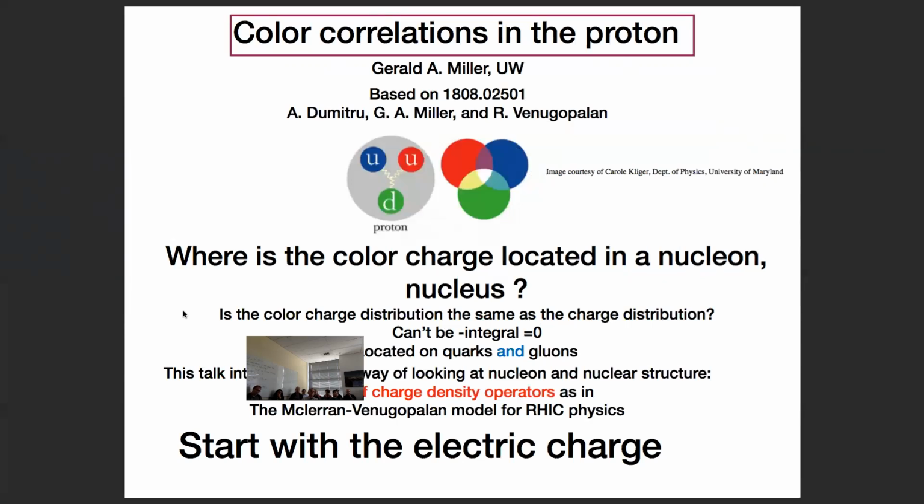Is the color charge distribution the same as the charge distribution? And the answer is no, it can't be, because the integral is 0. The color charge is, of course, located on quarks and gluons.